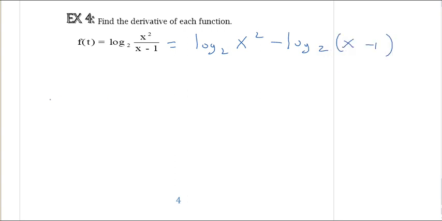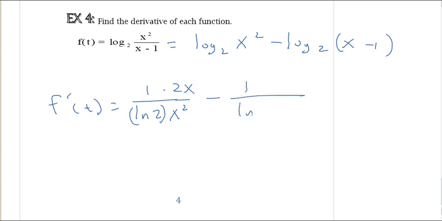Okay, let's apply the formula. F prime of t is equal to, in this case, 1 over ln of 2 times x squared, all times the first derivative, which is 2x, minus 1 over ln of 2, and then in this case I've got x minus 1, take the derivative, that's just 1, and there it is.